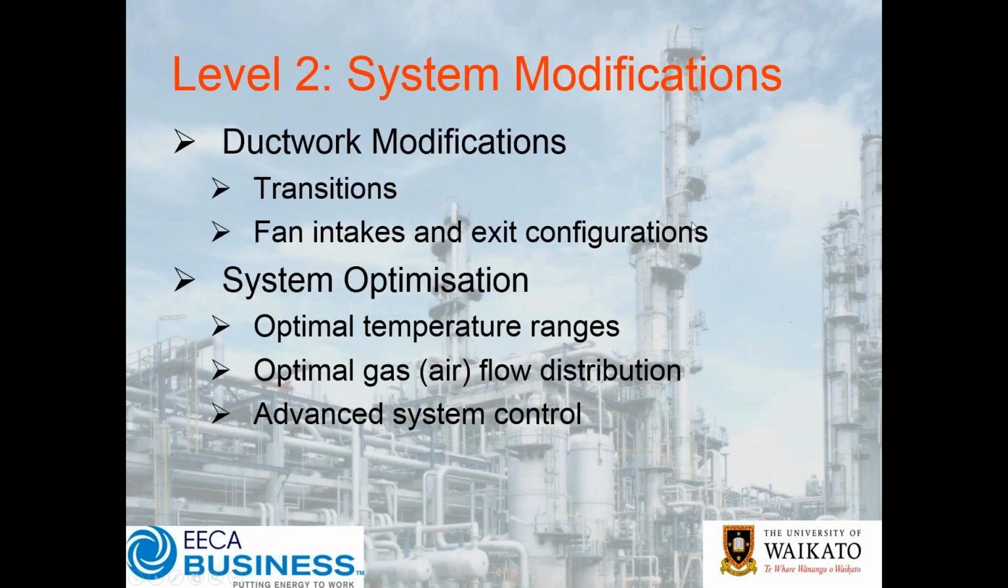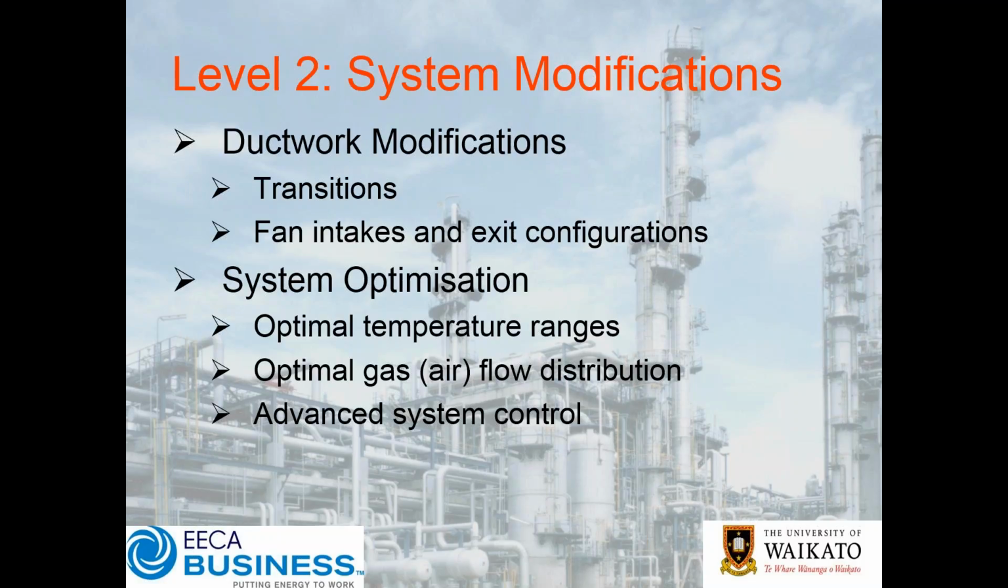Okay, so once you've looked at all of these basic level systems, we then start to get a little bit more involved in looking at modifying the system. Now, as we modify the system, we're looking at ductwork modifications. Are there transitions that are causing us problems? Are there fan intakes or exit configurations that are not well utilized? Can we optimize our system?